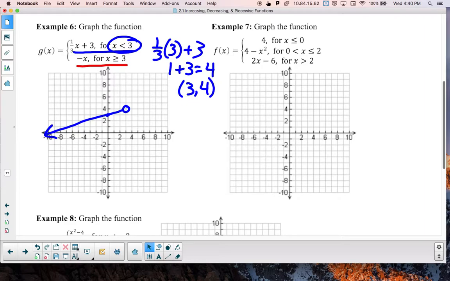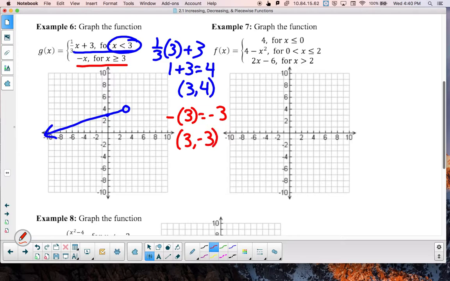And so for our other one, we want to see what value we get for our bottom portion. So we take negative 3, which gives us negative 3. So this means that we have the point 3, negative 3. And so since our x value is included in this, we're going to have a closed dot at 3, negative 3. And this has a slope of negative 1. I'm going to go down 1 and to the right 1, and then draw that line.